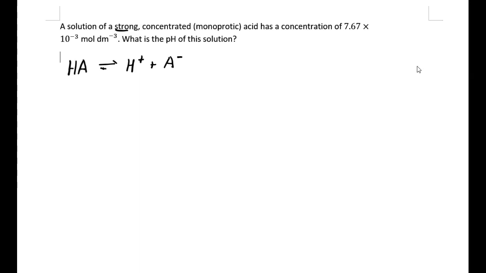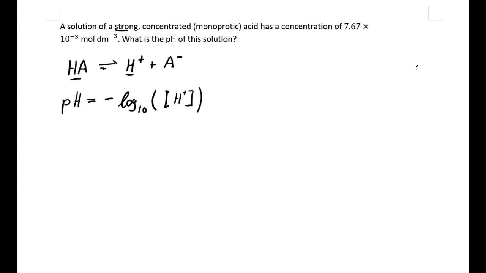And concentrated means that it is fairly concentrated. Monoprotic means that it can only deliver one proton per molecule of acid. So with all this information, we can write down the equation for our pH. So we know that the pH is defined as the negative logarithm to the base of 10 of the proton concentration. And I write it like that, proton concentration.